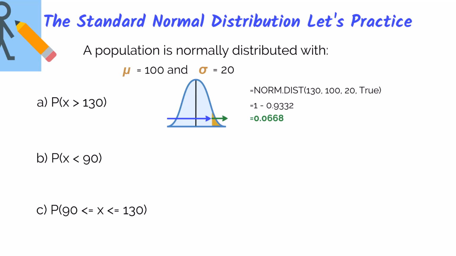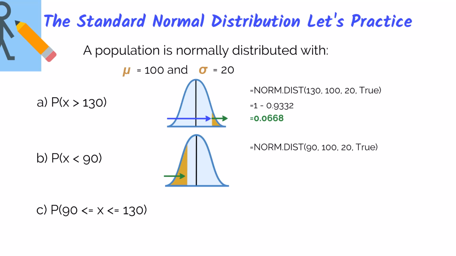So in part B, we're looking for the probability that x is less than 90. Since we're doing less than some value, we can actually use the output of the norm.dist function directly. So we are looking for the probability for the region from the left to right as shown by the green arrow. So plugging in our x value of 90, our mean of 100, our standard deviation of 20, and true for cumulative, and we get 0.3085.